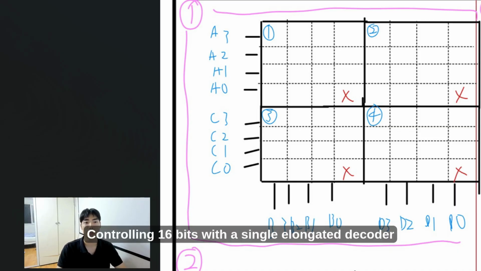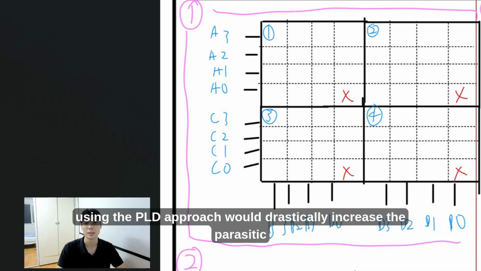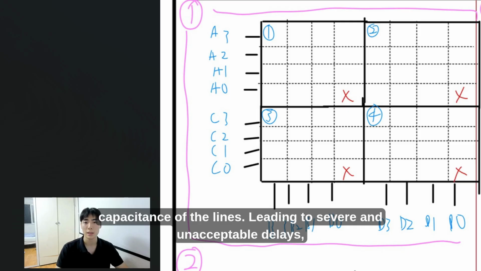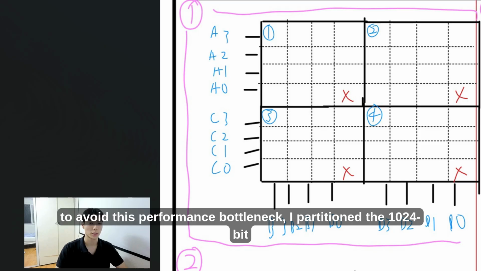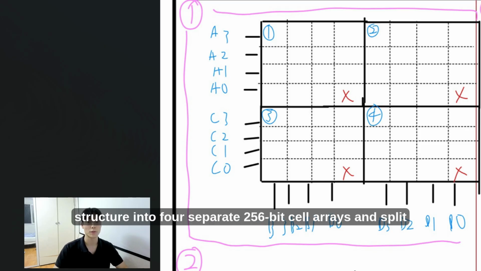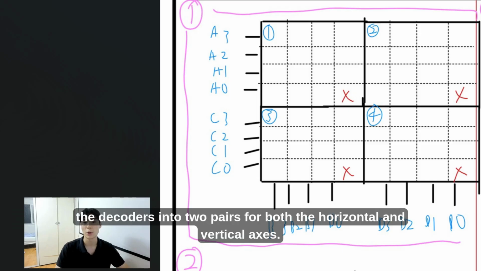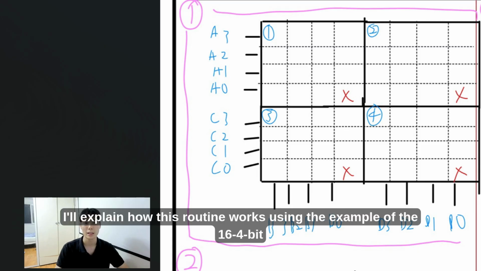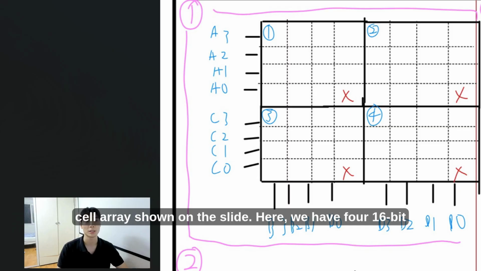Controlling 16 bits with a single elongated decoder using the PLD approach would drastically increase the parasitic capacitance of the lines, leading to severe and unacceptable delays. To avoid this performance bottleneck, I partitioned the 1024-bit structure into 4 separate 256-bit cell arrays and split the decoders into 2 pairs for both the horizontal and vertical axes. I'll explain how this works using the example of the 16-bit cell array shown on the slide.